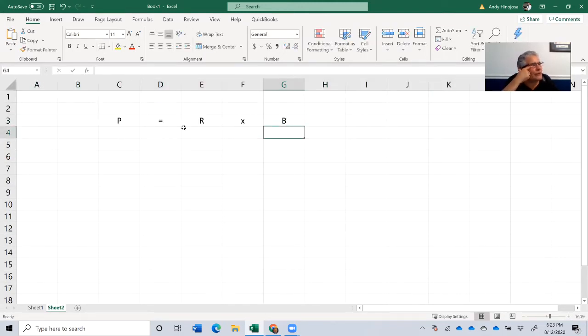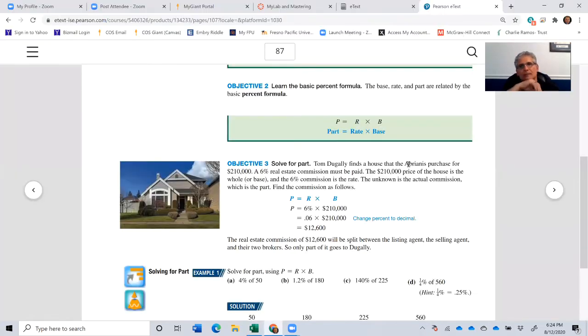So all we have to do is figure out, well, what are we trying to solve for? The easy one to solve for is the part. Well, that's what we're dealing with. With Tom Dugley, it told us that the rate was 6%. Now we're going to try to solve for the part. The question is how much commission he's going to get. So P equals 6%, and then it's going to be multiplied by the base.